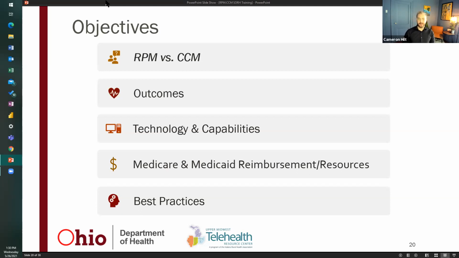Okay, now moving into reimbursement. So I'm going to give a very high level overview of reimbursement. I will direct you to a lot of resources that will talk more specifically about some of the ways that you can make sure that you're on top of everything and really understand the trends in reimbursement for it.